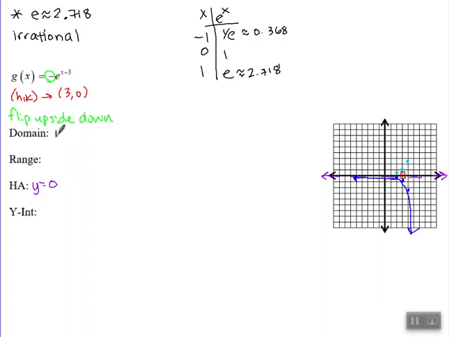Our domain for every exponential function is all real numbers. Our range for this graph, since it has flipped upside down, is negative infinity to 0. And our y-intercept, just like a y-intercept for any other function, we're going to plug 0 in for x. We get negative e to the negative 3, which is approximately equal to negative 0.0498.